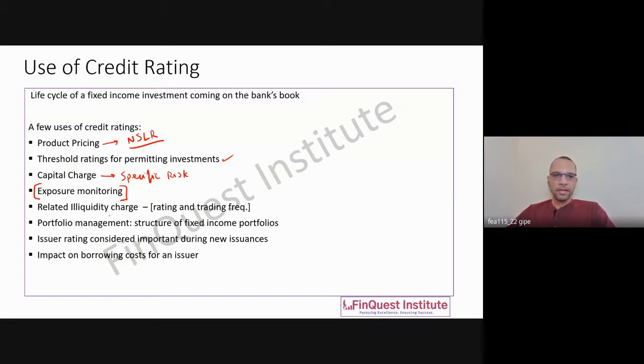Then these can relate to your illiquidity charge as well. Again, we had discussed a policy which banks apply for managing or doing the provisioning for illiquidity for fixed income products. Based on your rating, the bank will have to classify that bond into a certain category, and based on that, you could have a policy saying that if a certain bond with a certain rating is illiquid, then you need to apply some basis points of illiquidity provisioning. So again, that can be dependent on the credit rating.